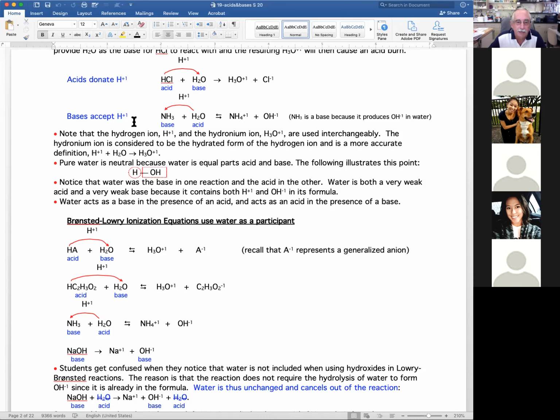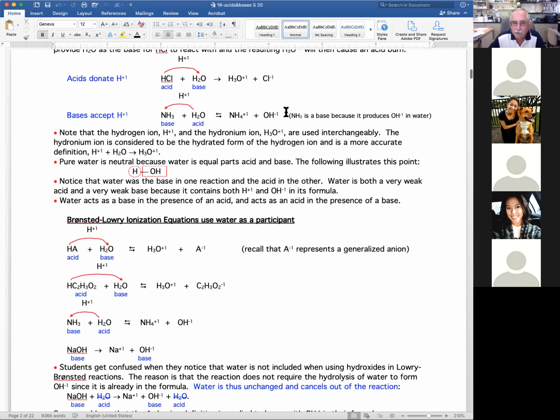And bases accept H+. So here's the ammonia. It's taking a hydrogen ion from water, making water act like an acid, to form the ammonium ion and then the hydroxide ion.